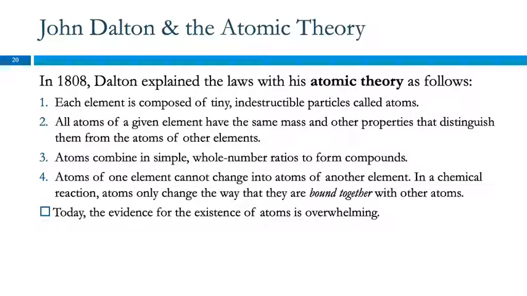So there are a couple of things in this theory that were later found to be maybe not true all the time. Does that mean we throw the theory out? No, it just means that we revise the theory. Now, statement 4, as it's stated here, does have that limitation. In a chemical reaction, atoms only change how they're bound together. Turns out, in a nuclear reaction, you can change one element into a different element. But that is a very separate thing.